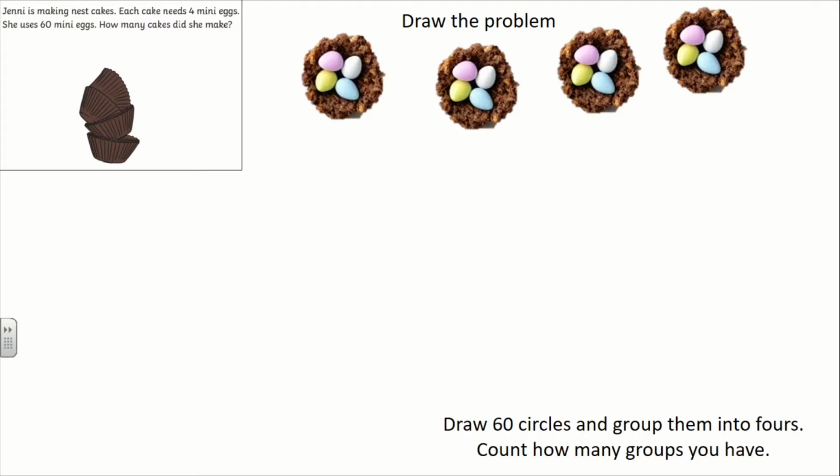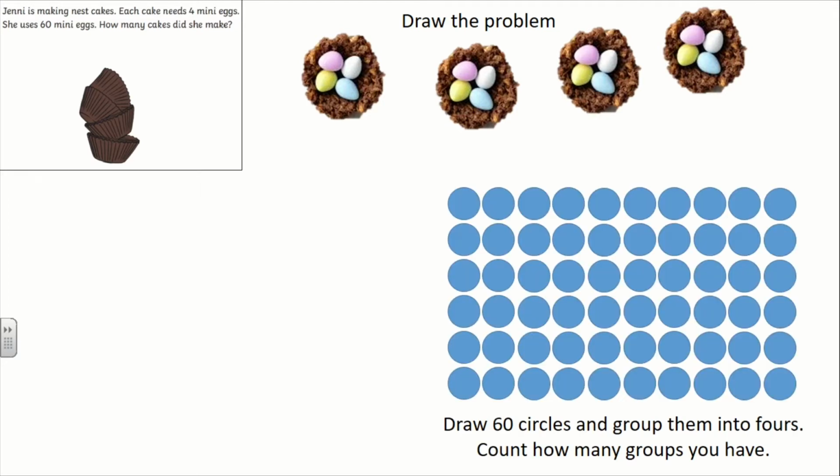Our second strategy is grouping. So you need to draw 60 circles. Then you're going to draw a ring or a box around the groups of 4. So first group of 4, next group, and next group. So far I've got 3 groups of 4. I'd keep going until all of those circles had a ring around them and they were in a group of 4. Once I've done that, I count up my groups of 4 to see what my answer is.